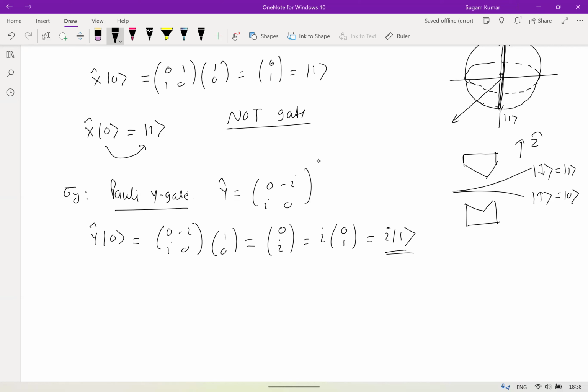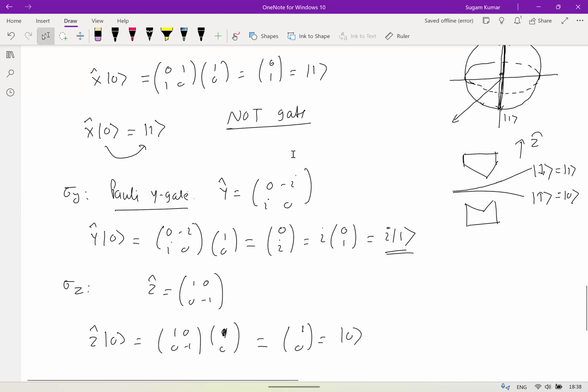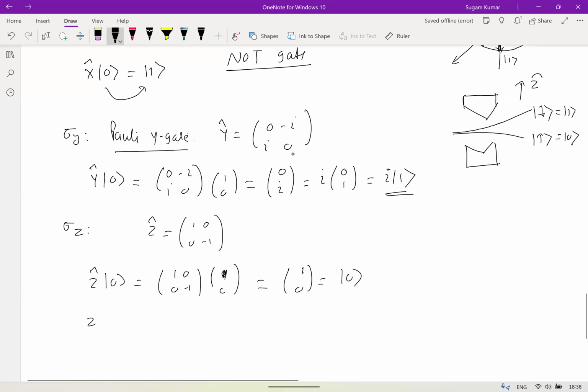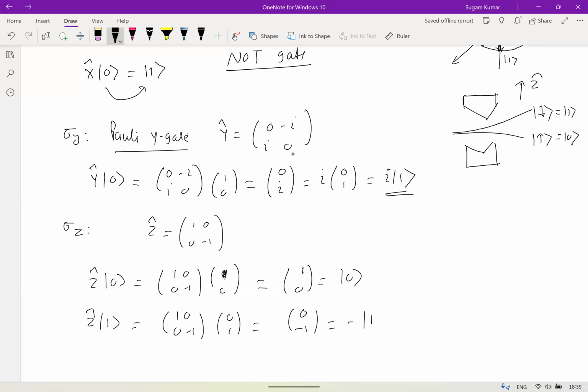Similarly, if you look at the sigma Z, that is the Z gate. This is nothing but 1 0, 0 minus 1, and look at what it does. So Z operates on the 0, and it is going to be 1 0, 0 minus 1 and 1 0. So this is going to be a 1 and 0. Nothing changes. So this is not going to make any change on the 0, but now it is going to operate on the 1. Then you can see the difference. It is going to become minus.